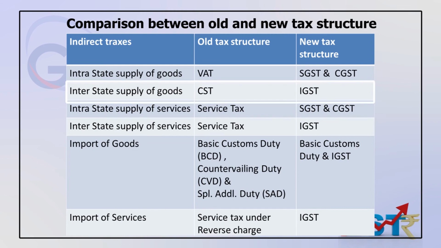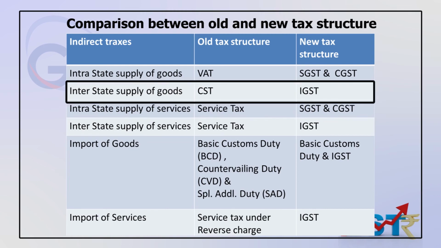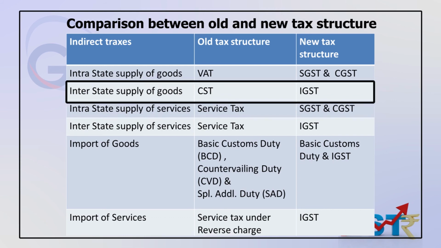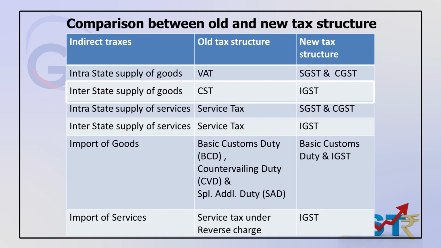In case of interstate supply of goods, CST was calculated and collected. And actually, the CST, Central Sales Tax, was levied by the central government but was collected by the state government. But now, the picture has changed. In case of CST, the entire mechanism is to be controlled by IGST. IGST is to be followed.